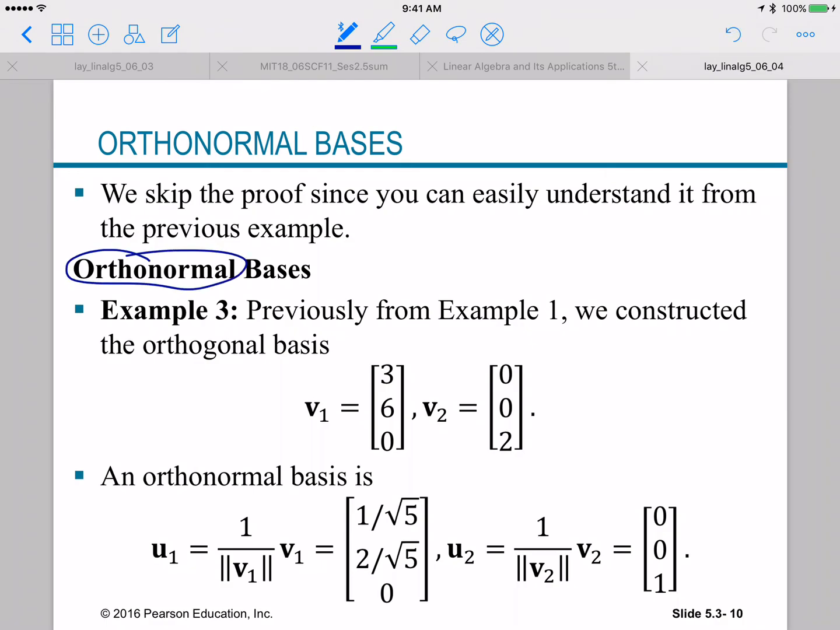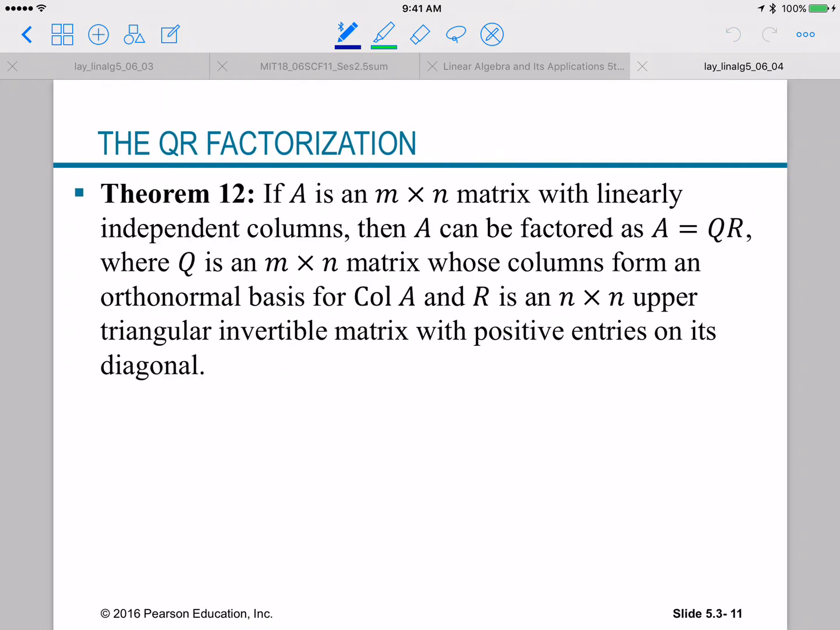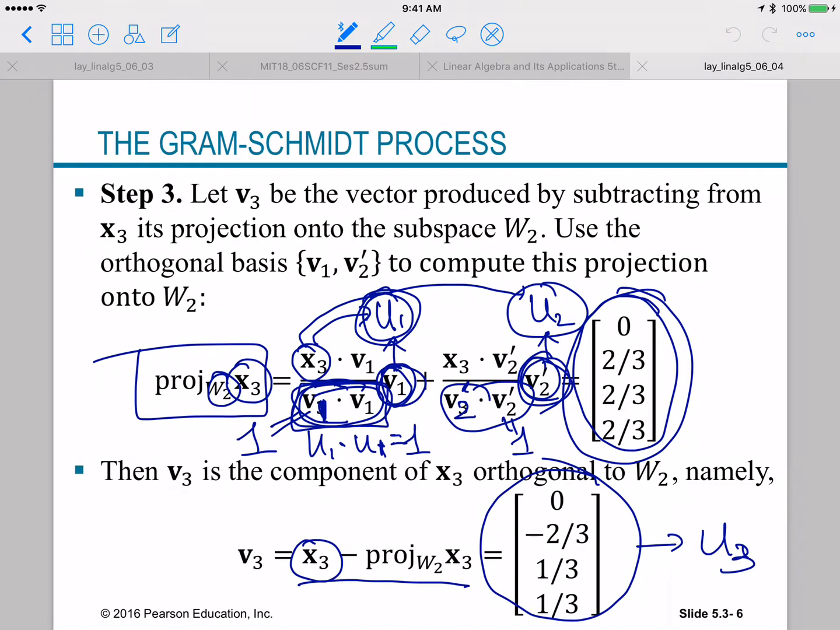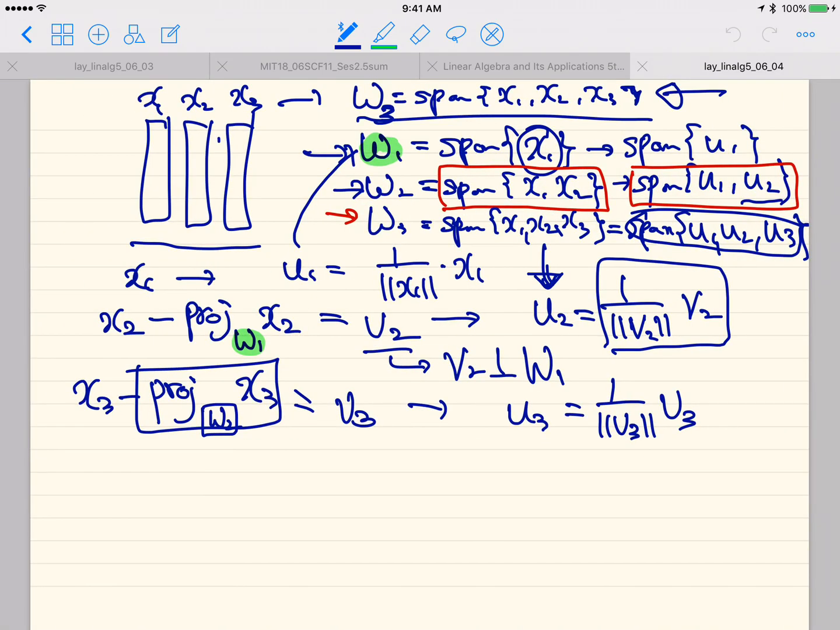Okay, and now we move on to the orthonormal one. This is the main part of this subchapter, which is called QR factorization. Let's go back to this example.